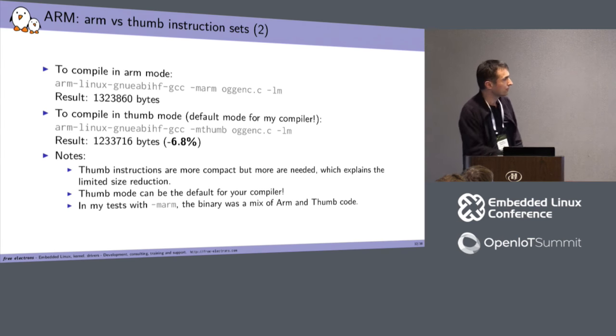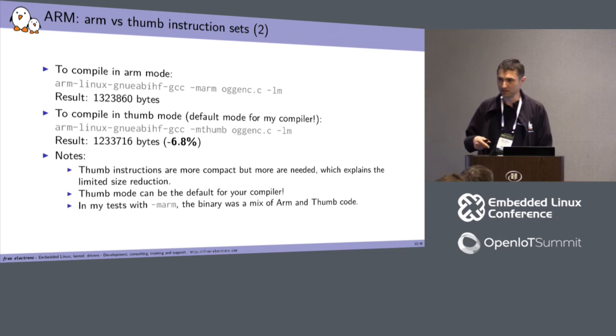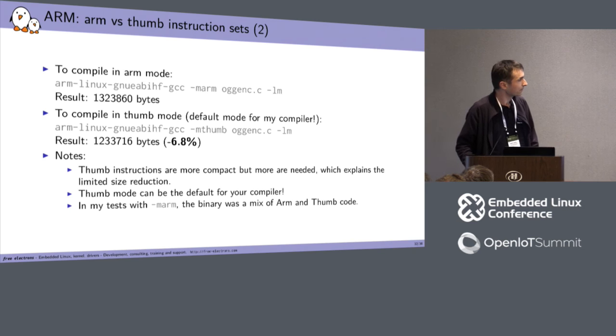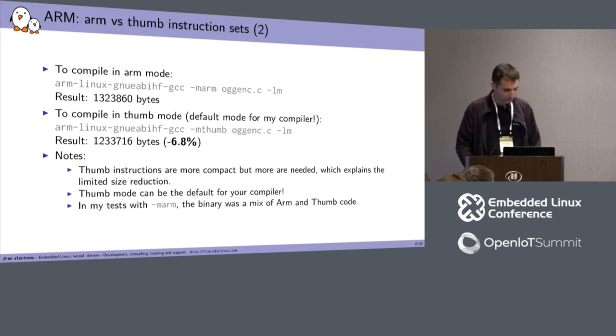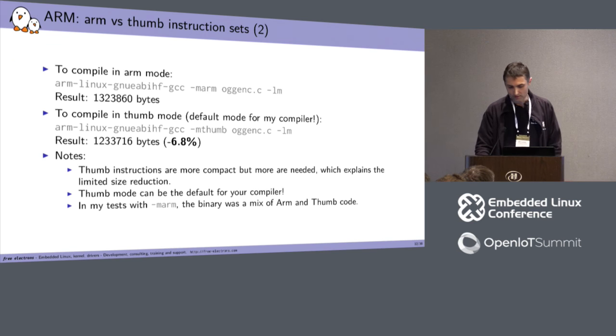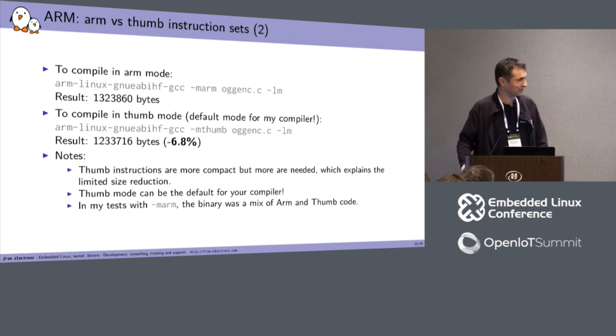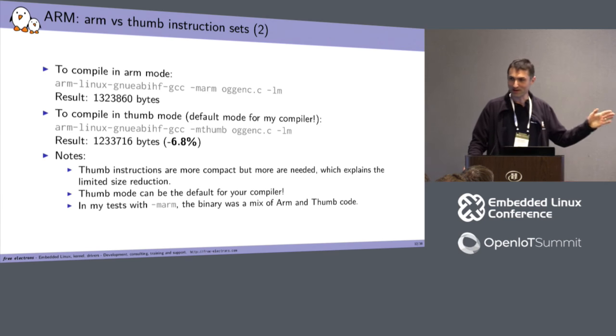So to compile in ARM mode, you can use -marm and -mthumb instead. And you can also, of course, tune for a specific CPU and see whether you can gain some code size. So Thumb in that case was about 7% smaller than ARM. Though when I was compiling with ARM, I actually got a mix of ARM and Thumb code. I don't really know why this happens, but that's what I observed with this program. With ARM, I had some Thumb code inside as well. I don't mind.